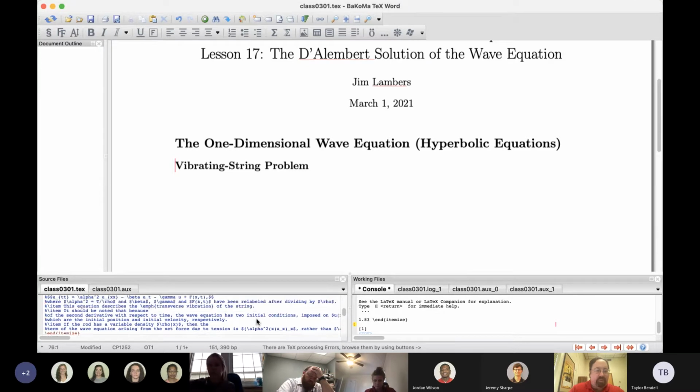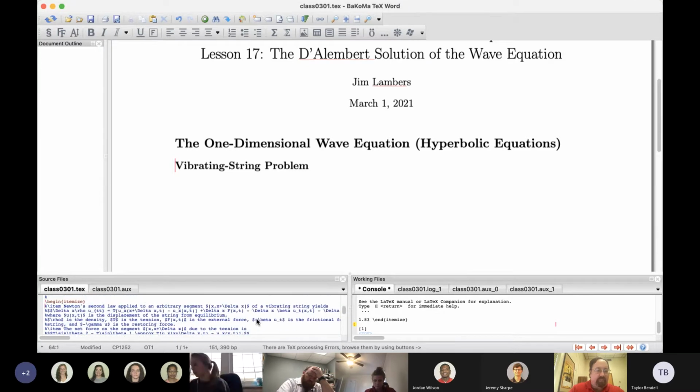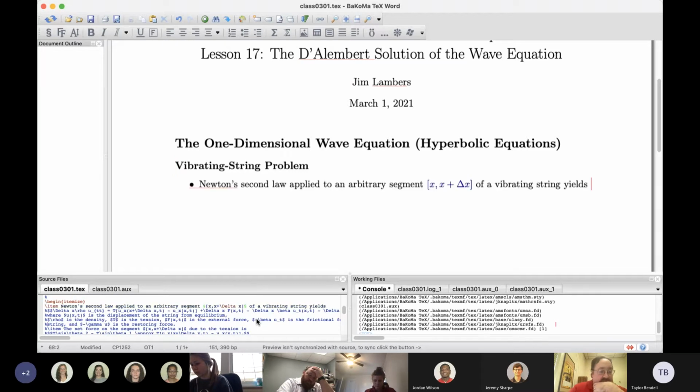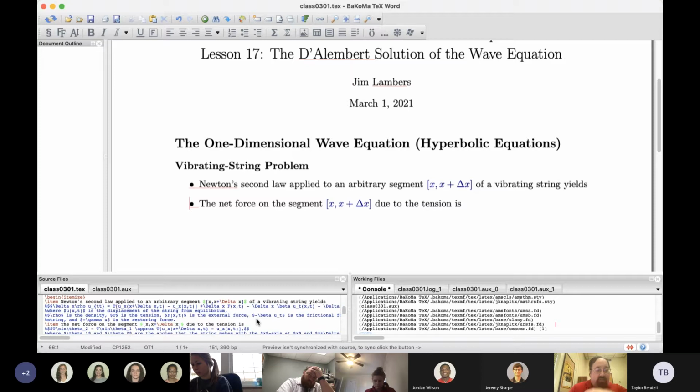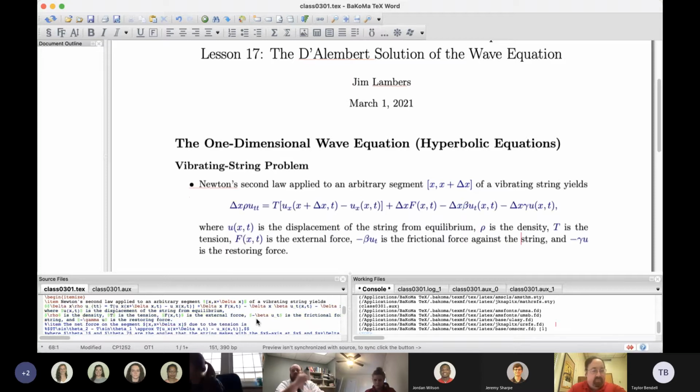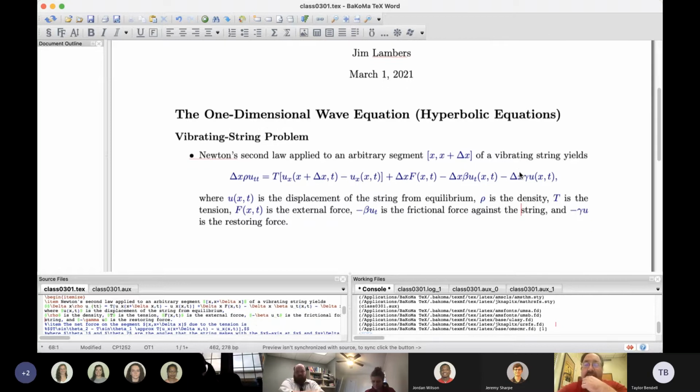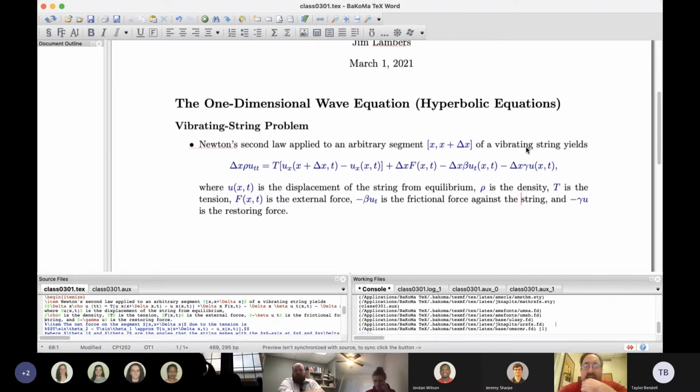A problem modeling the behavior of a vibrating string. All right, so suppose we have a vibrating string, and we're looking at one portion of that string, an interval starting at some x and going to x plus delta x. So we have a very small segment of width delta x.